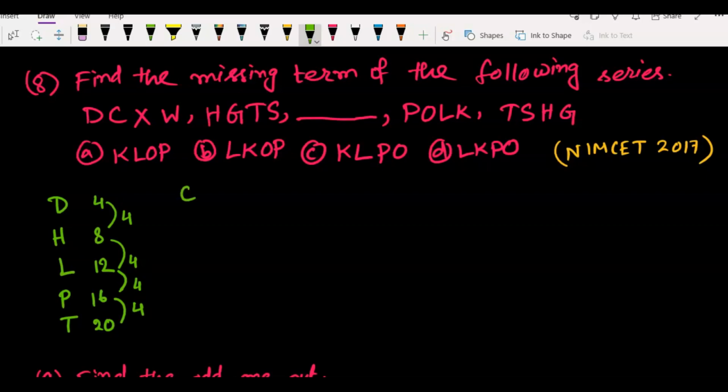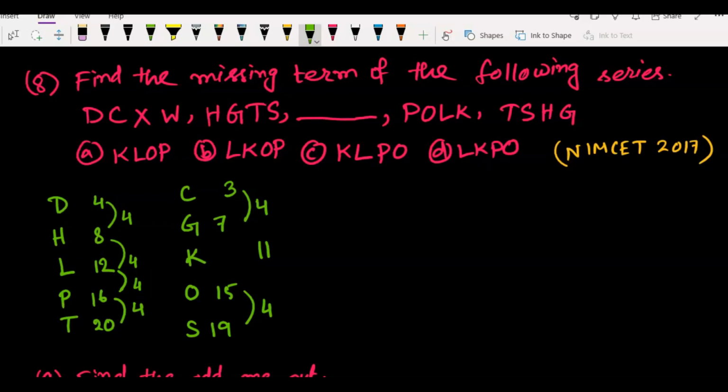Now we have C, then G, then a gap, then O, and then S. So C is 3, G is 7, O is 15, and S is 19. So here we have a gap of 4, here 4. So here also we will have a gap of 4. So 7 plus 4, that is 11. 11 means K. So the two elements are LK.